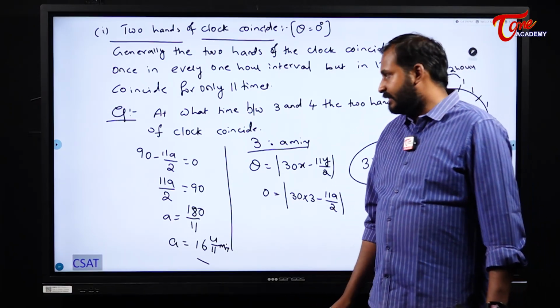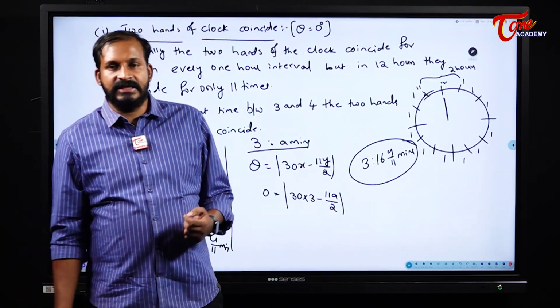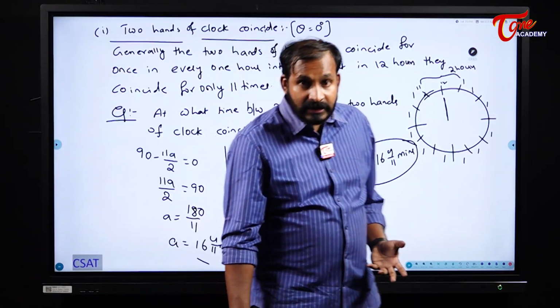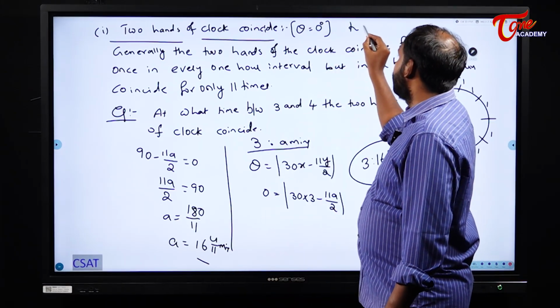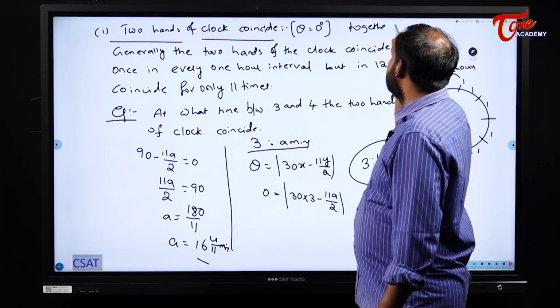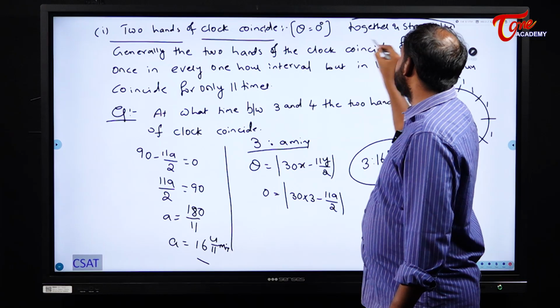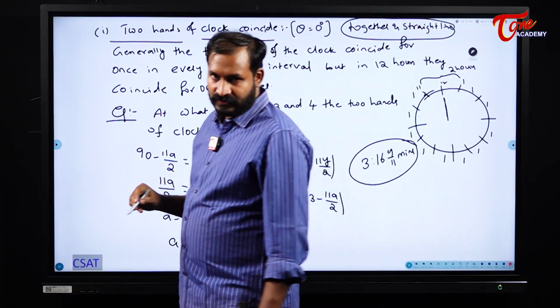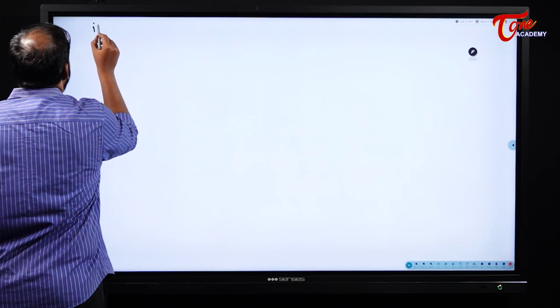Understood? Right. This is the first case when the two hands of the clock are coinciding each other, or they may also use the words together and straight line. This also indicates the same thing, the coinciding case only. Okay. Next case.